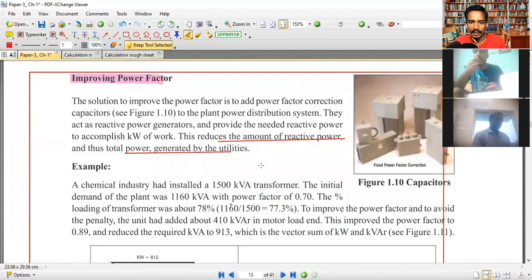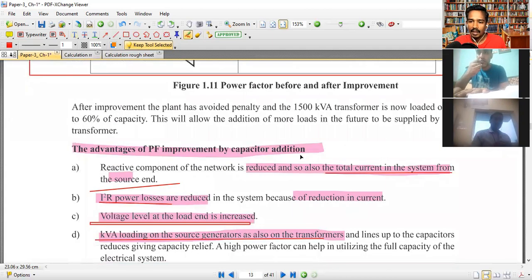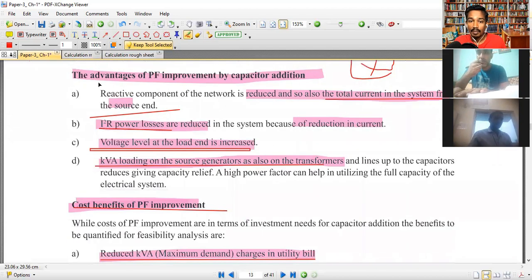This is a small calculation. We will see the full calculation in the next session. Main important, sometimes they ask this for 3 marks: the power factor.